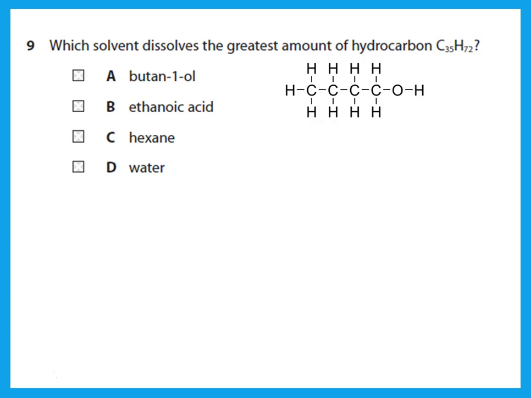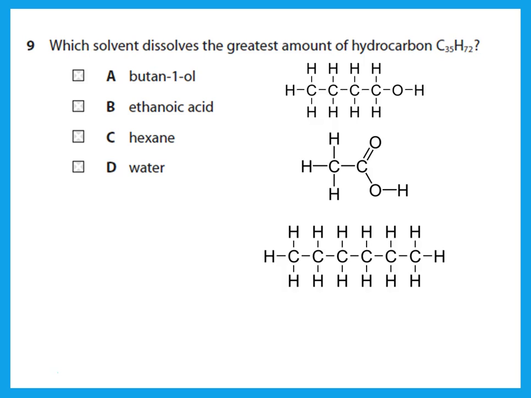So butanol is an alcohol. An alcohol would want to dissolve in something that it can do hydrogen bonding with, like water. Ethanoic acid would also form hydrogen bonding with its solvent. Hexane is a hydrocarbon, no hydrogen bonding, so that would be the most suitable one to dissolve this large C35H72.